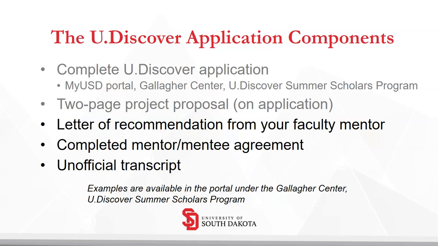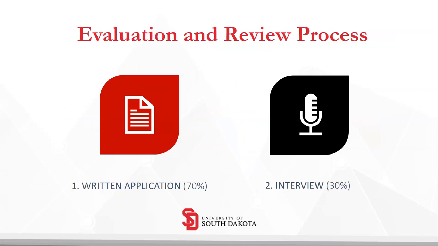Now, applications are due February 15th. This is, again, in the presentation by Kim Albrecht, where she'll discuss different deadlines. I just want to discuss a little about the evaluation and review process. It's essentially a two-stage process. In the first stage, this is the written application. Everyone who applies for U.Discover submits this written application by February 15th. Each application is then reviewed and scored by a number of faculty across the campus for certain criteria.